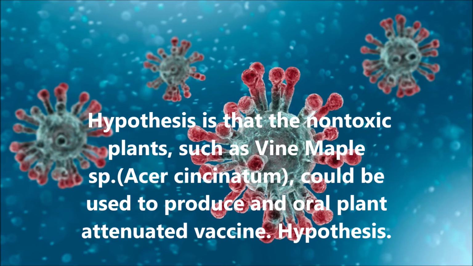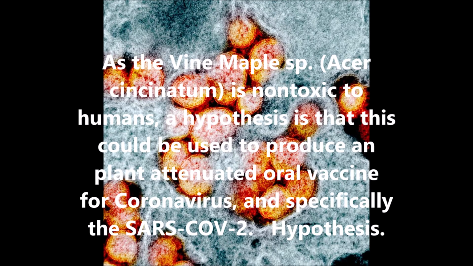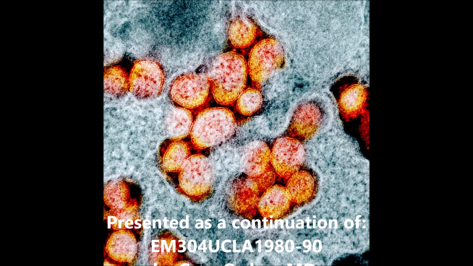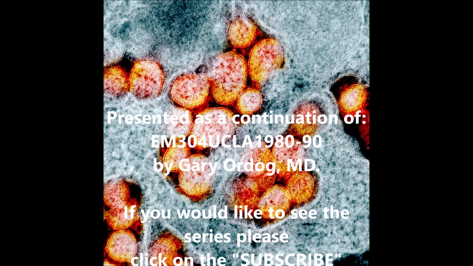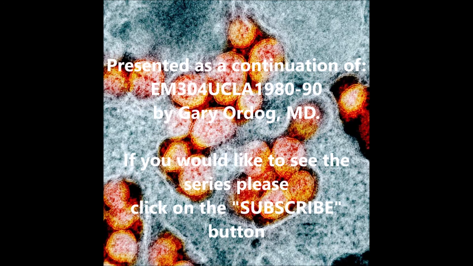The next hypothesis is that the non-toxic plants such as the vine maple, Acer cincinnatum, could be used to produce an oral plant attenuated vaccine. And this was our main hypothesis resulting from this experimentation, as the vine maple species, Acer cincinnatum, is non-toxic and safe, could be used to create an oral vaccine.